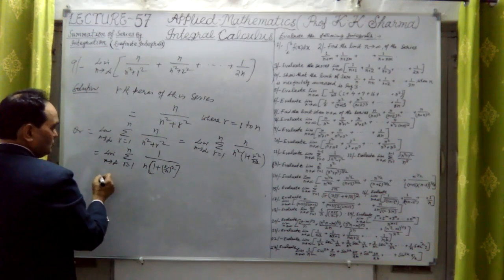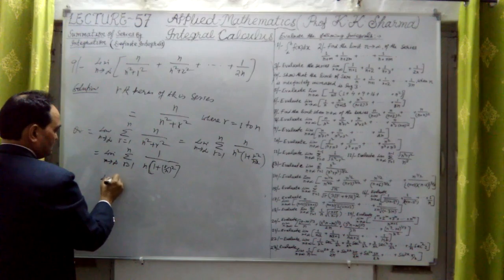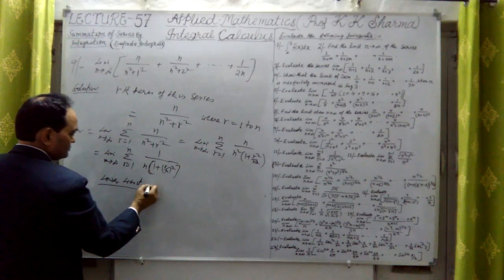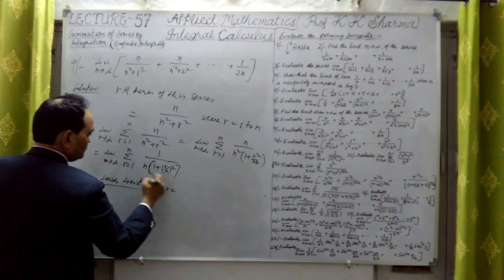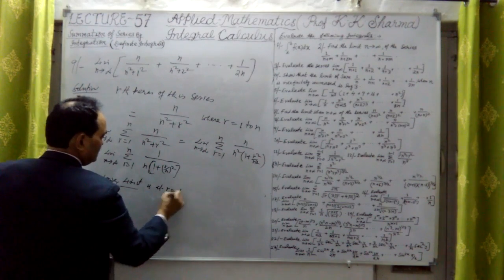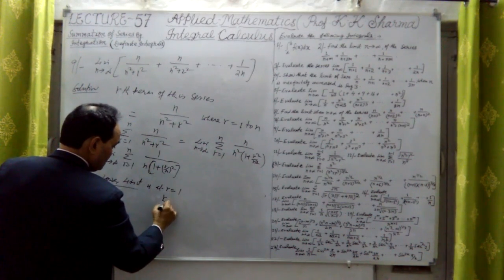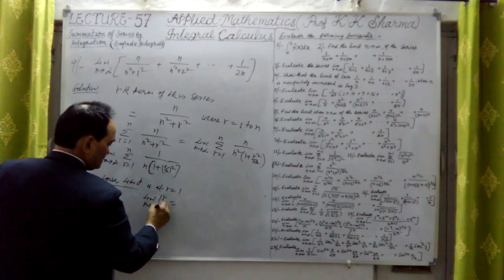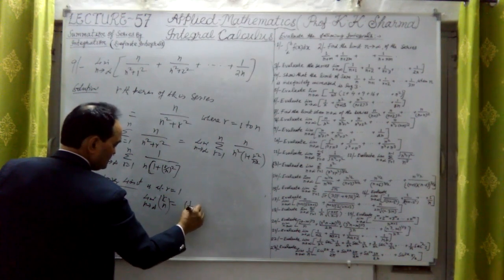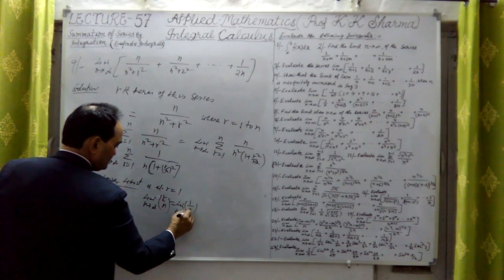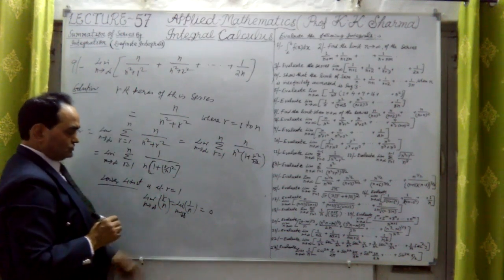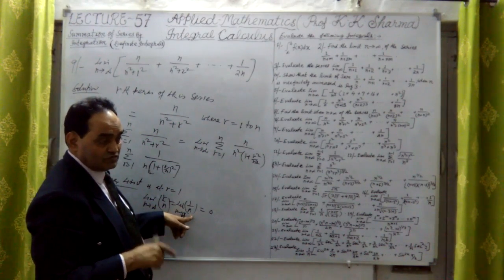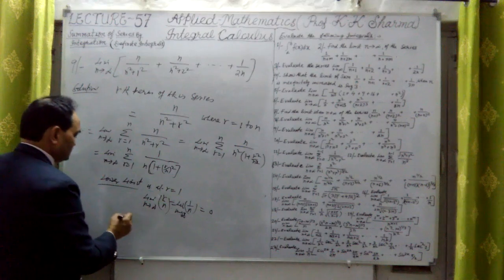Now what are the limits? Lower limit, upper limit. Lower limit is at r is equal to 1 here. At r is equal to 1, r upon n is equal to limit n tends to infinity, 1 upon n, which is equal to 0, because 1 upon n when n tends to infinity is equal to 0. That is the lower limit.